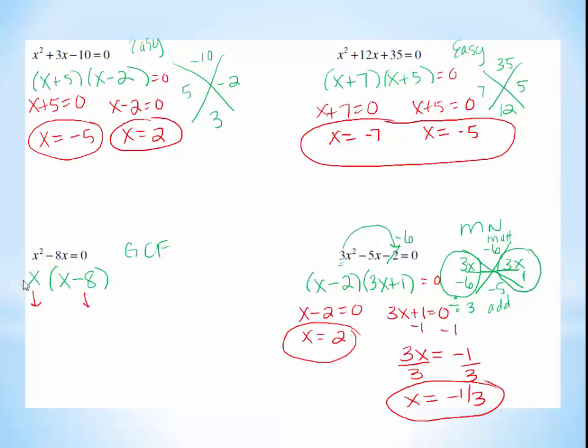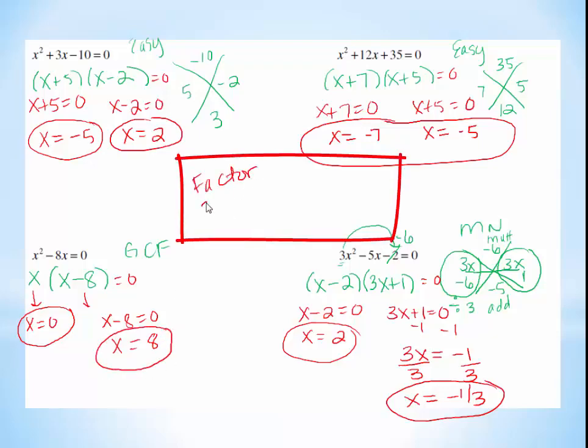Notice on this one it's not a parenthesis, it's just x, so we're just going to write x equals 0 and x minus 8 equals 0. So there's no solving to do here, it's going to be 0. And this one we can still solve though. So with factoring, you want to factor and then set each factor equal to 0 and solve.